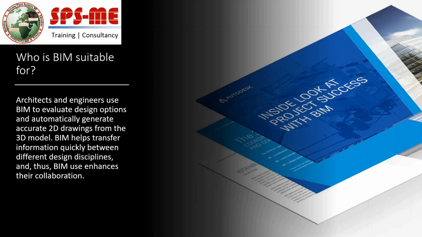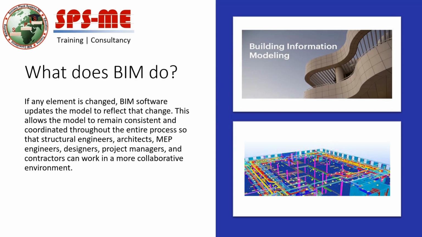Who is BIM suitable for? Architects and engineers use BIM to evaluate design options and automatically generate accurate 2D drawings from the 3D model. BIM helps transfer information quickly between different design disciplines, and thus BIM users enhance their collaboration. So BIM can be used more efficiently for collaboration and coordination, meaning inter and intra-discipline communication.